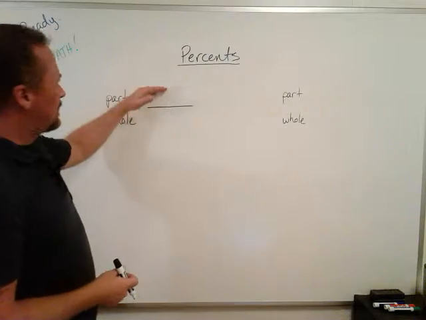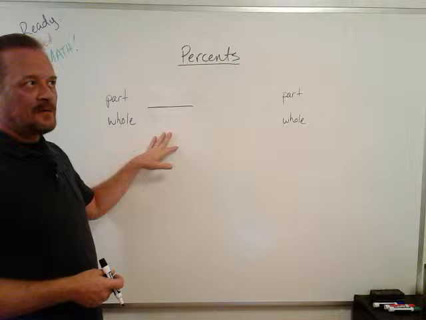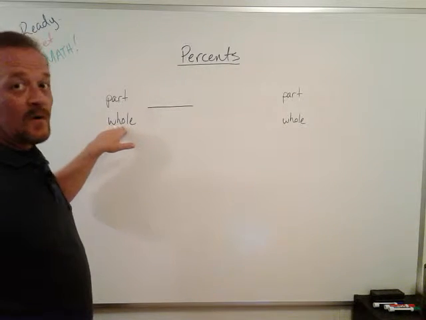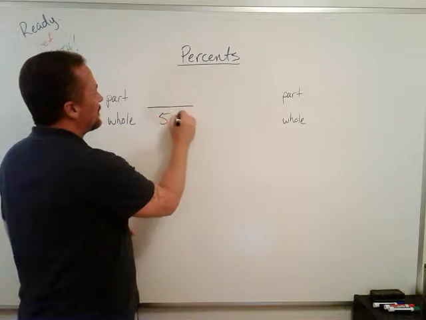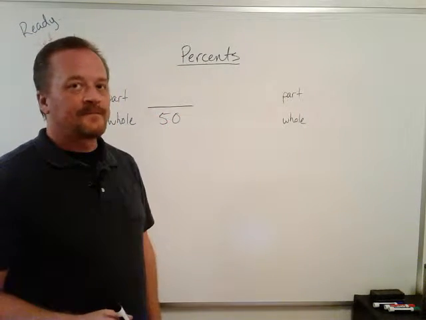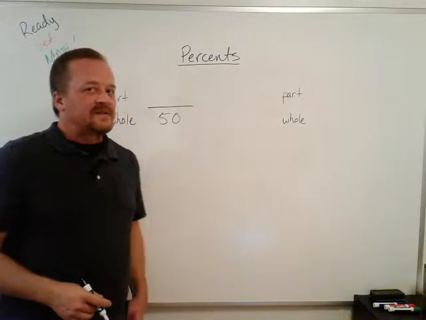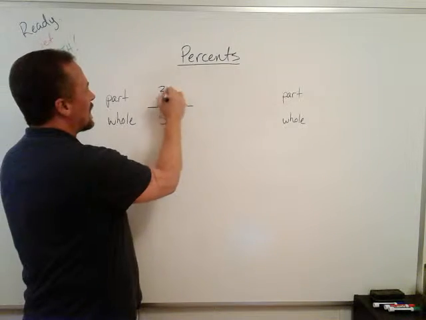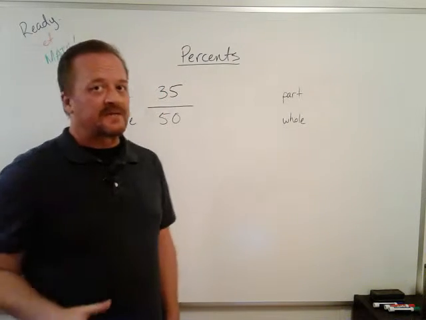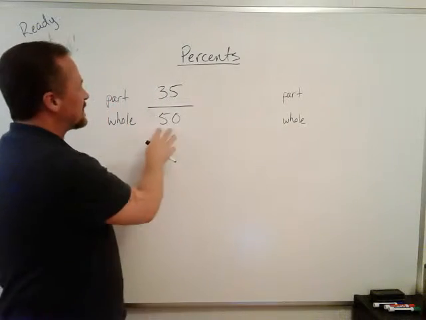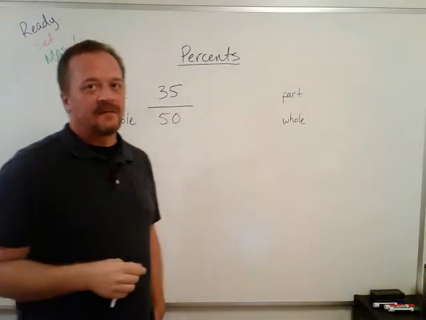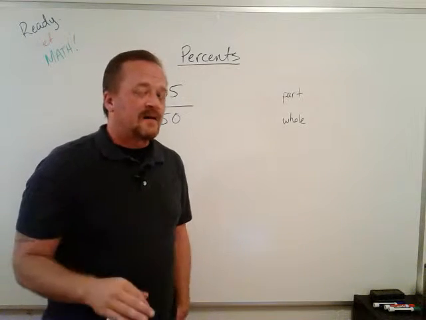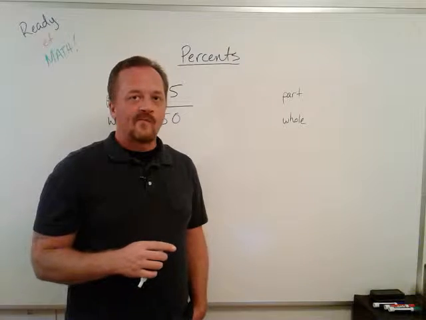Is that going to go here or here? Top or bottom? It represents all of my friends, so it's going to go right here where it's whole. So I have 50 friends. Okay? I notice that 35 of them wear glasses in their profile pictures. So out of my 50 friends, I have 35 of them that actually have glasses on. Okay? Here's my question. What percent of my friends wear glasses?